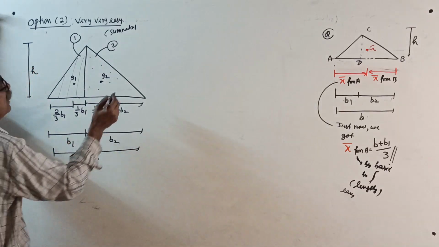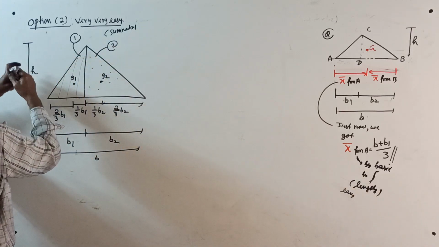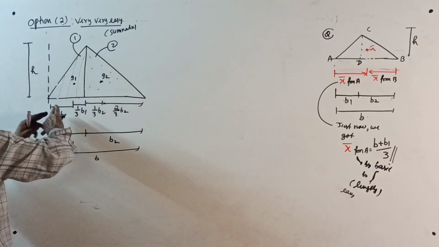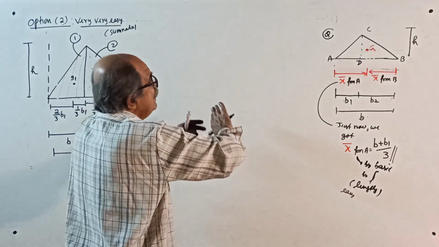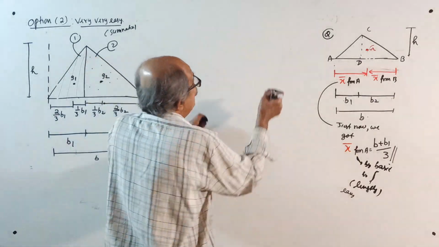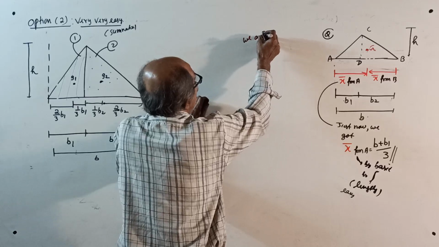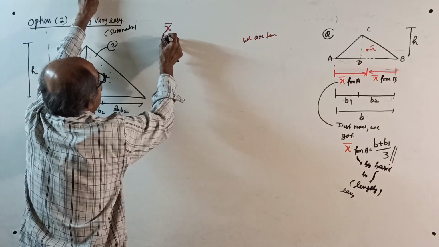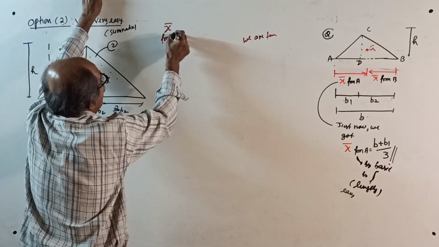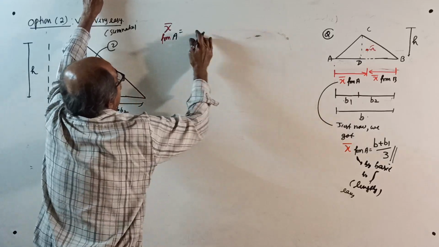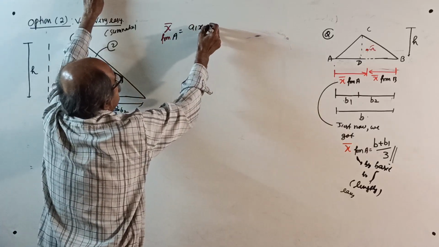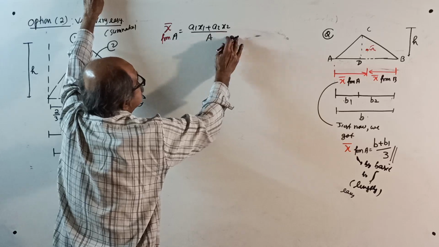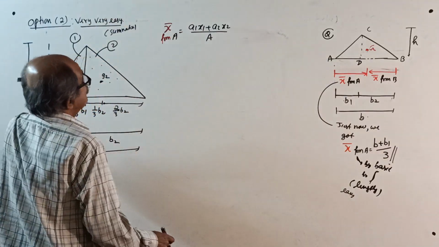Okay, start. Now, you measure X from here. You want X bar. We are finding X bar from A. Then the formula is A1x1 plus A2x2 divided by the total area. This is the formula.